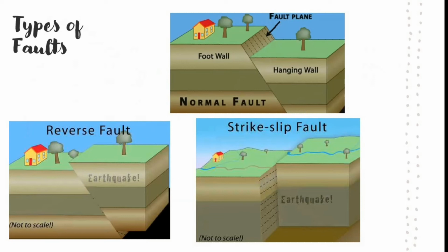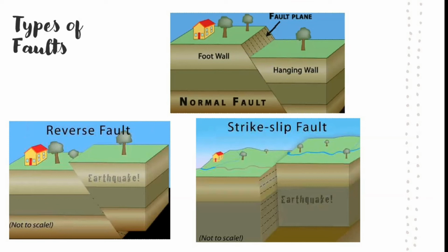When rocks are pulled apart under tension forces, normal faults form, as you can see in this drawing. Along a normal fault, rock above the fault moves down compared to rock below the fault. So here you can see that this piece of land moved down, and here we have the fault. So one apparently moved down.